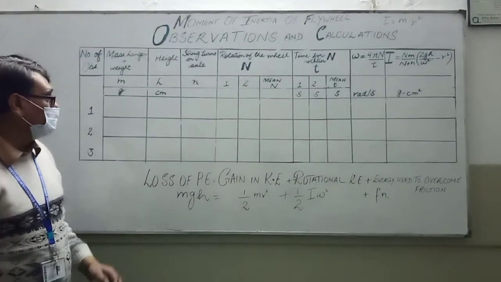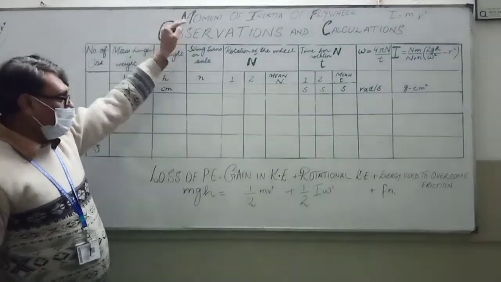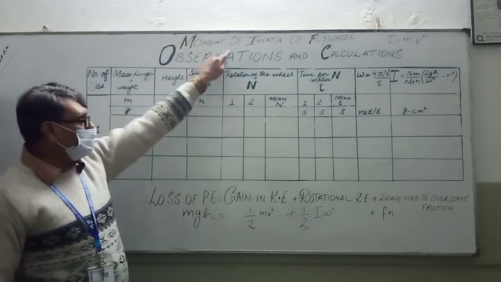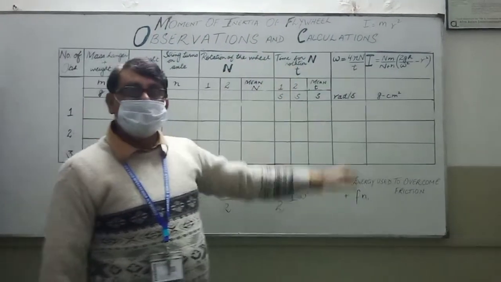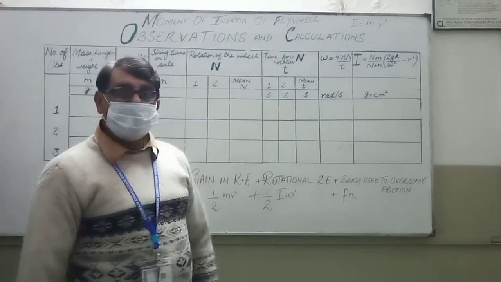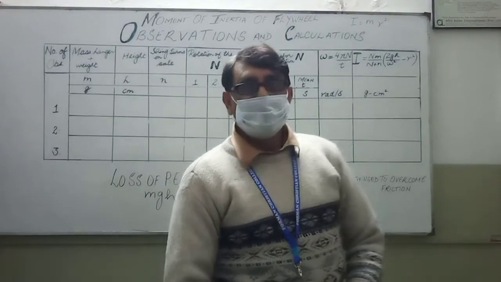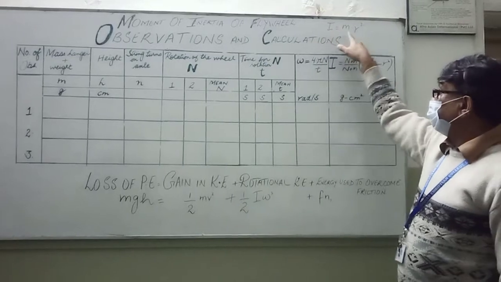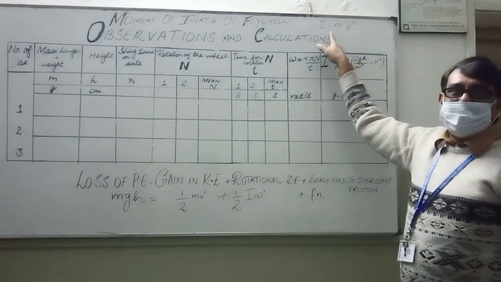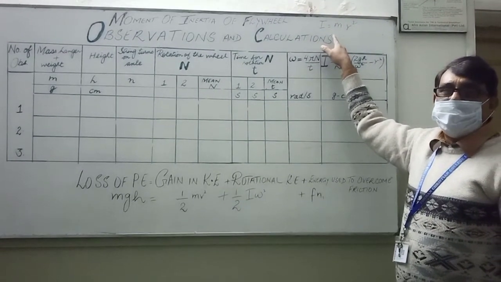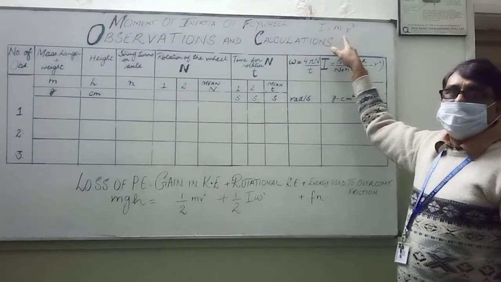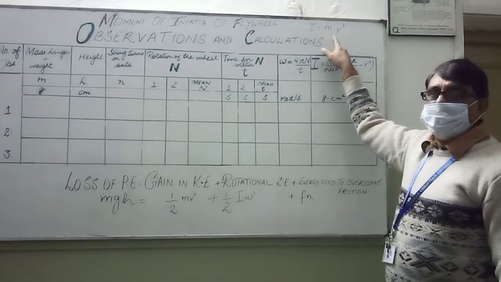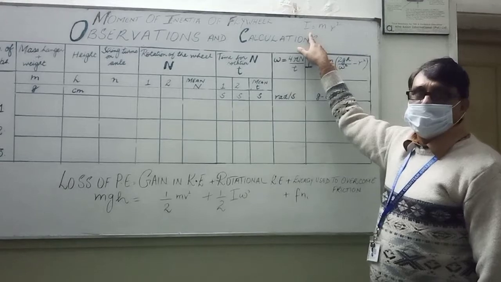We are going to perform the experiment that is going to find the moment of inertia by flywheel. We already know what inertia is. Inertia in mathematical form, I is equal to mr square. It means the product of mass and the perpendicular distance squared is known as inertia.